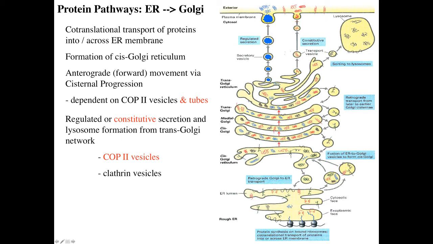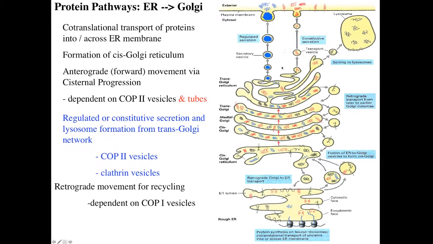So let me reiterate that. Regulated secretion is under the direction or response to some signal, and the vesicles form with clathrin. Constitutive secretion, no particular signal is involved. The vesicles are always forming. There's always a basal or low level of secretion, and those vesicles are forming with COP2 proteins. Either regulated or constitutive secretion, that's talking about anterograde movement.